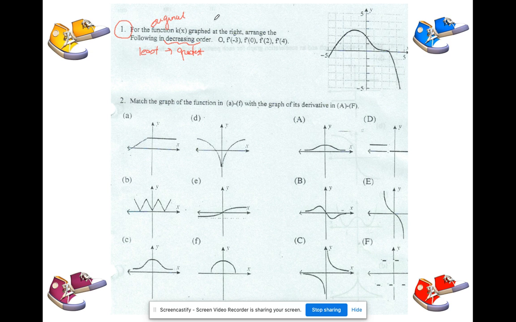Notice, though, that except for the number 0, all of the other ones, and it is a little hard to read, are derivatives. If I asked you something like this on a test, I would also write the words. I would write something like, for the function graphed at the right, arrange the following derivative values. This would just be a better Word document.